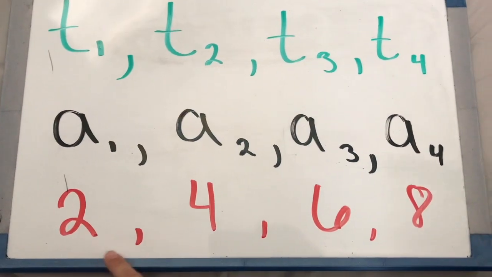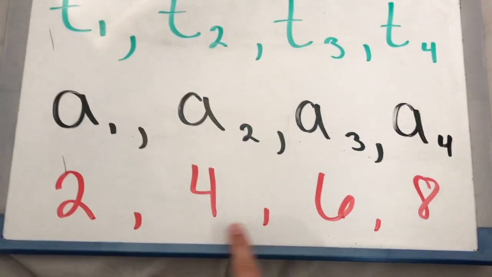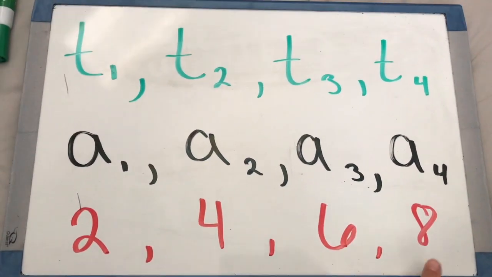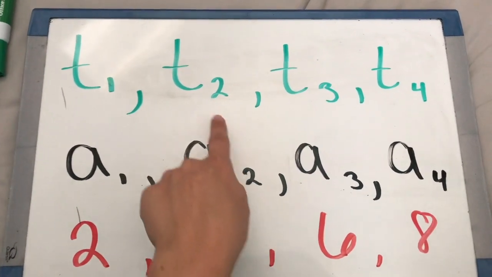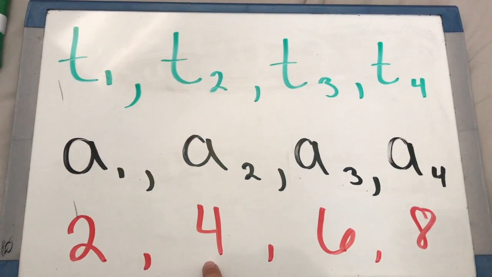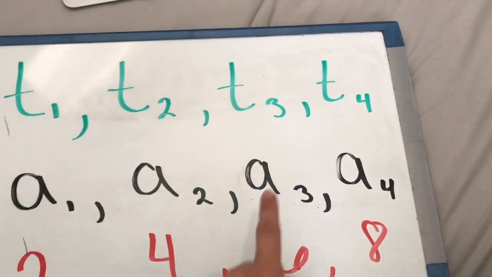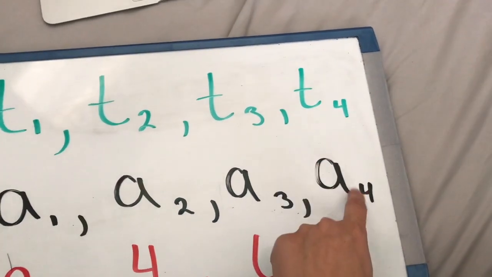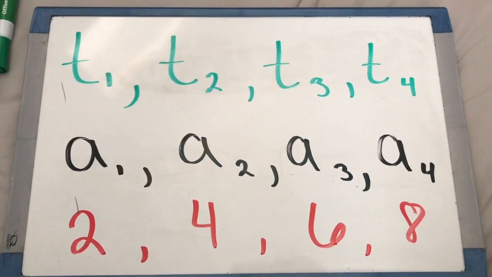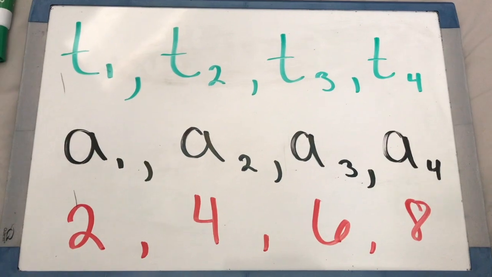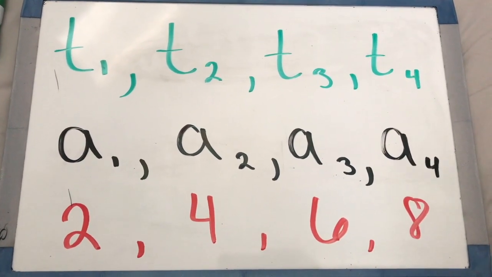So this is our sequence down here. We've got 2, 4, 6, 8. So my first term is 2. And then my second term, see how there's a 2 right here, is going to be 4. My third term is 6, and my fourth term is 8. Okay, so t of 1 and a of 1 is just a way to represent the first term.